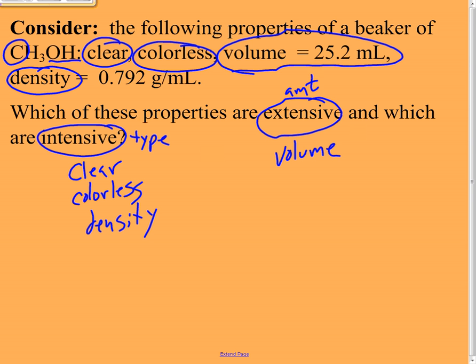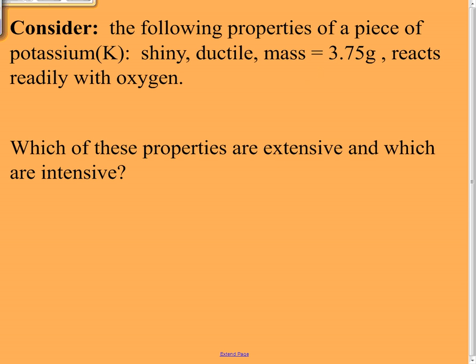Okay? Questions on that? I hope not. If so, you'll have to see me or email me. Good. So here's a question for you all. Consider the following properties of a piece of potassium. It is shiny, it is ductile, it has a mass of 3.75 grams, it reacts readily with oxygen. Which of these properties are extensive and which are intensive?